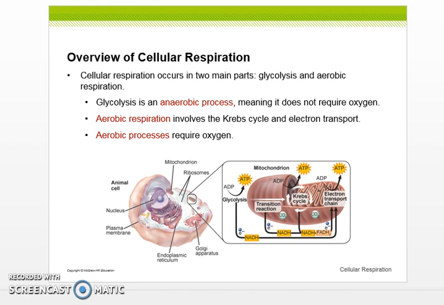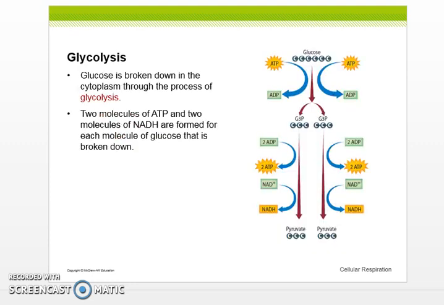Glycolysis is an anaerobic process, meaning it does not require oxygen. Aerobic respiration involves the Krebs cycle and electron transport. The aerobic process requires oxygen. Glucose is broken down in the cytoplasm through the process of glycolysis. 2 molecules of ATP and 2 molecules of NADH are formed for each molecule of glucose that is broken down.